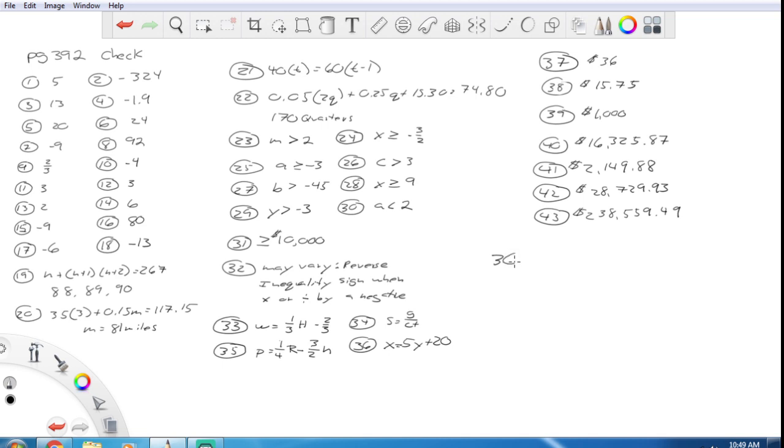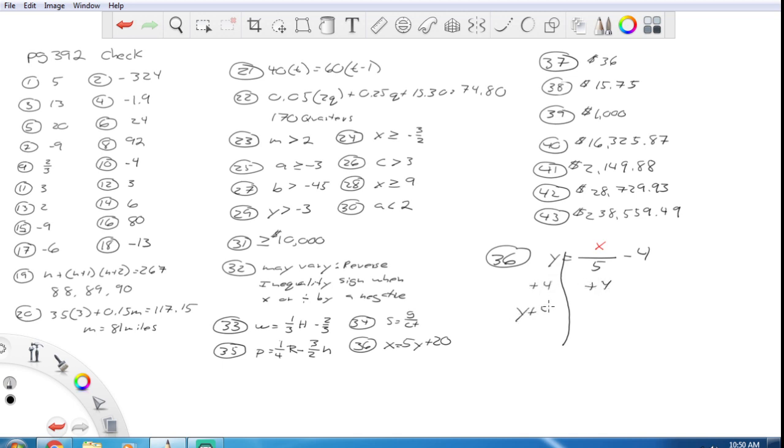36 was the next one. I'll do 37 too when I'm done here. 36 is probably a little easier. Y equals, your x is on top here, minus 4, and you want to get x by itself, so add 4 to both sides.